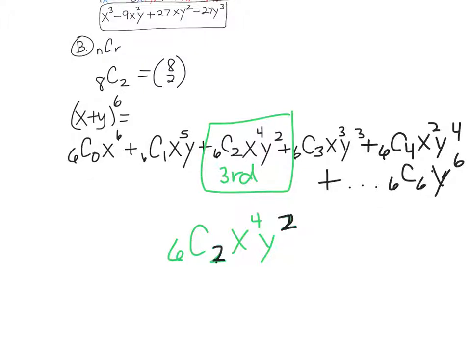Also, whatever this number is will be this number. This 2 will also be that 2. And then this 4 plus 2 will make 6. You have to add up. So when you add up 4 plus 2, it gives you that number right there.